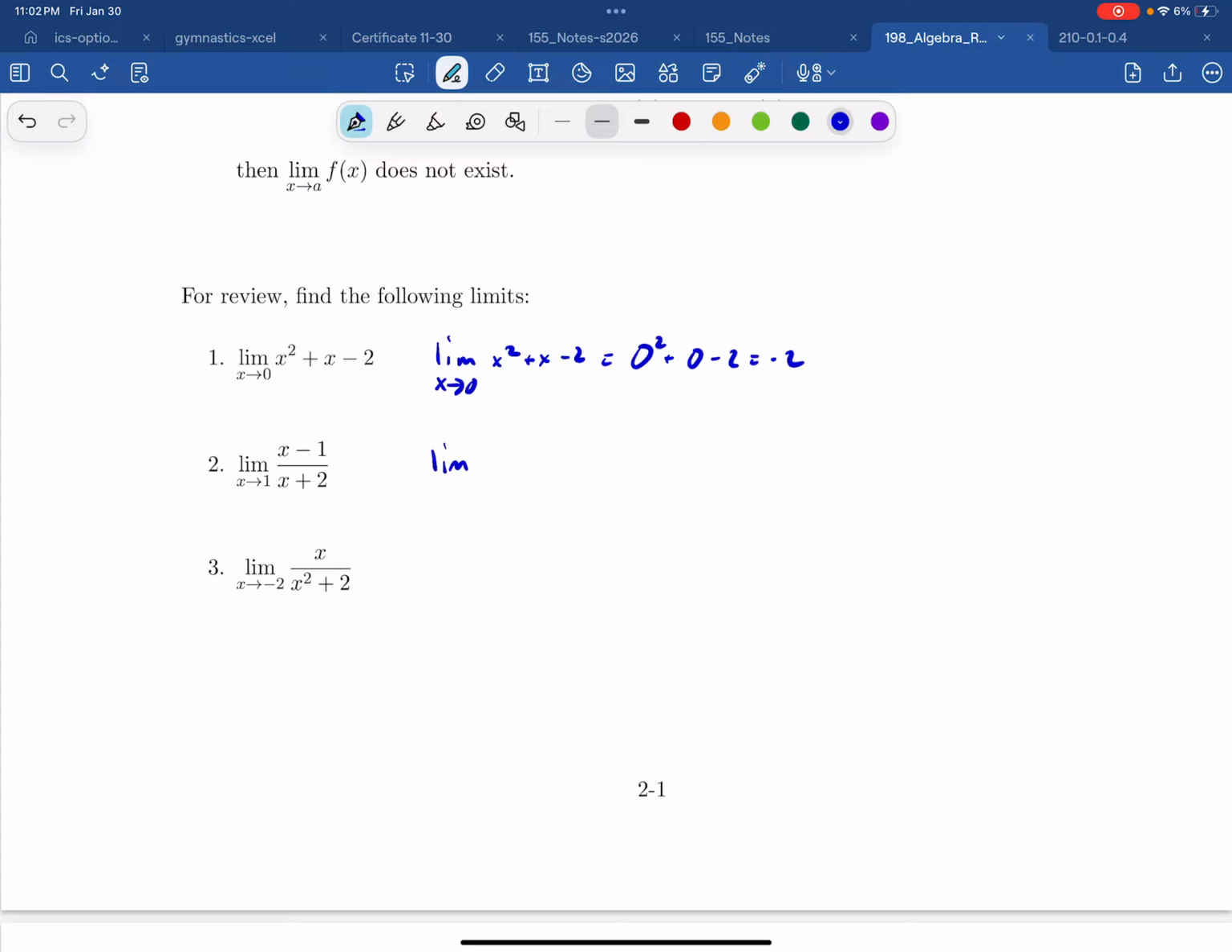Similarly for number 2, all we're going to do is plug in x equals 1. Right, and we get 0. That's the limit as x approaches 1. We can do one more example. And this is going to give us negative 2 over negative 2 squared plus 2, which reduces to negative 1/3.